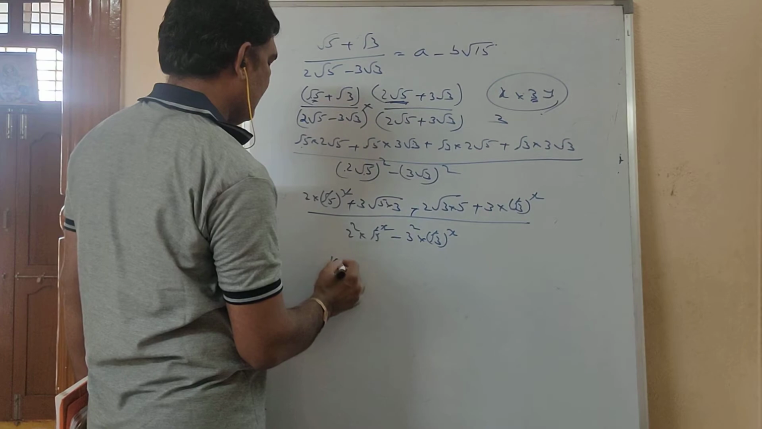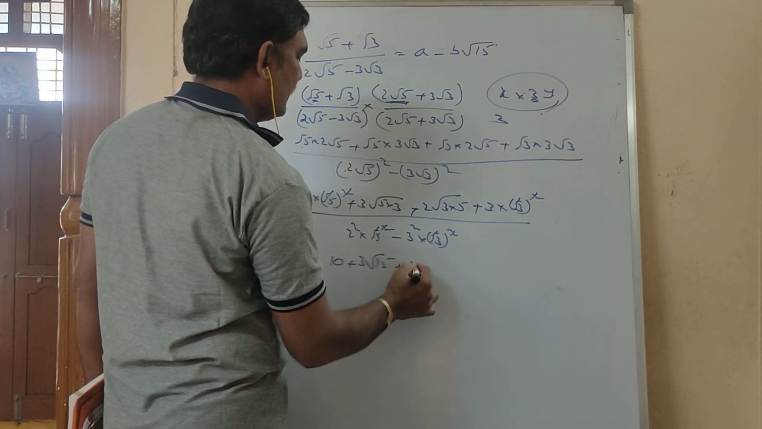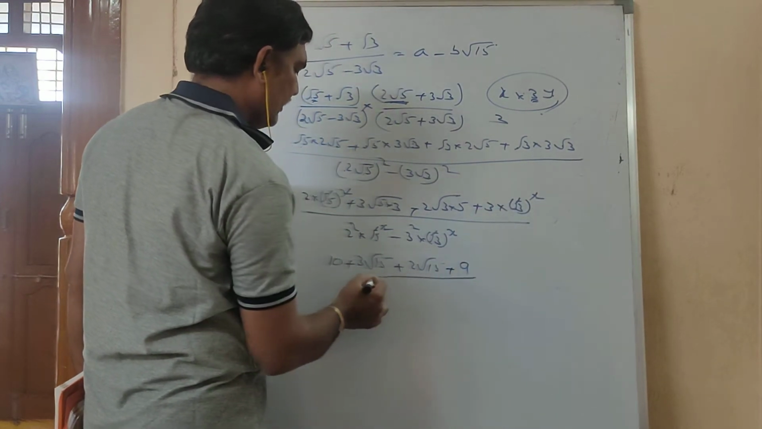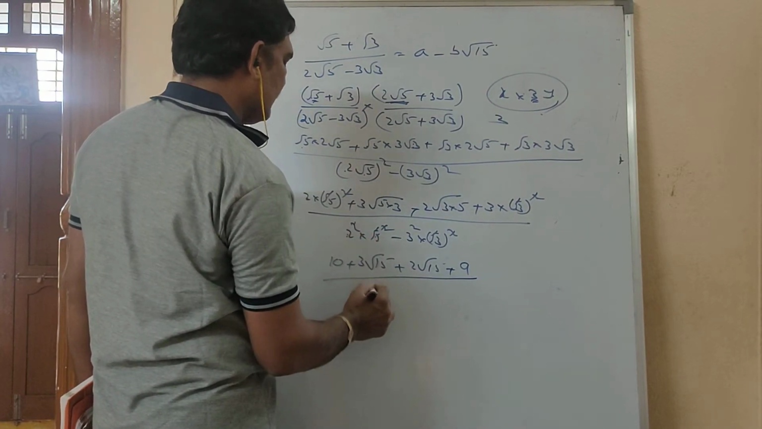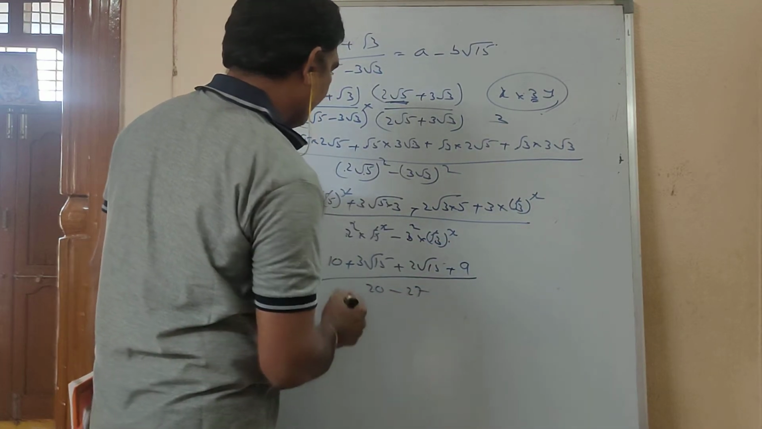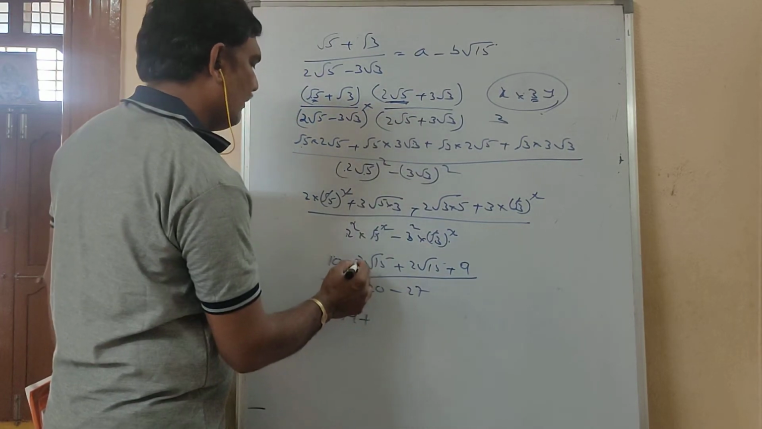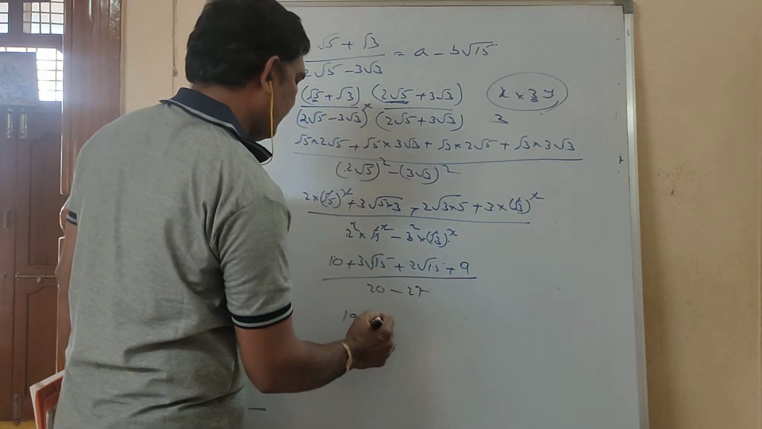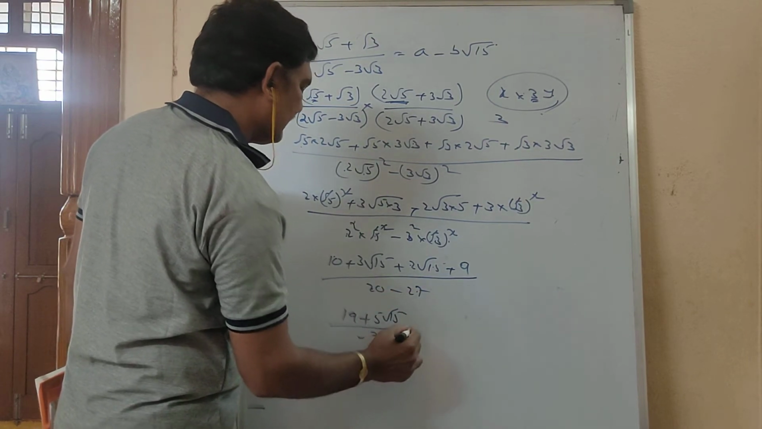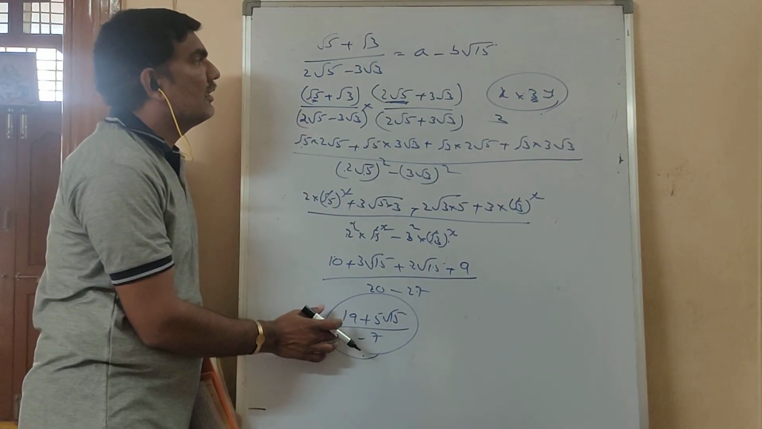Now 2 fives are 10 plus 3 root 15 plus 2 root 15. 3 threes are 9. 2 square means 4, 4 fives are 20, minus 3 square means 9, 9 threes are 27. 10 and 9 are numbers. 10 plus 9 is 19. For 3 root 15, if you add 2 root 15, you get 5 root 15. 20 minus 27 is minus 7. You got it like this. But it is not the answer.